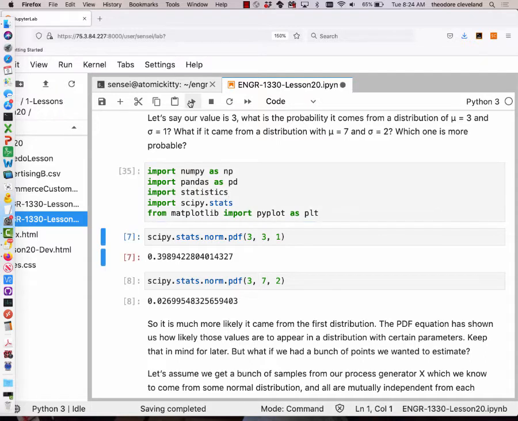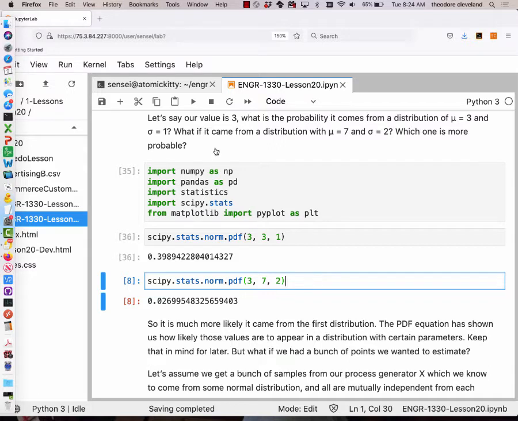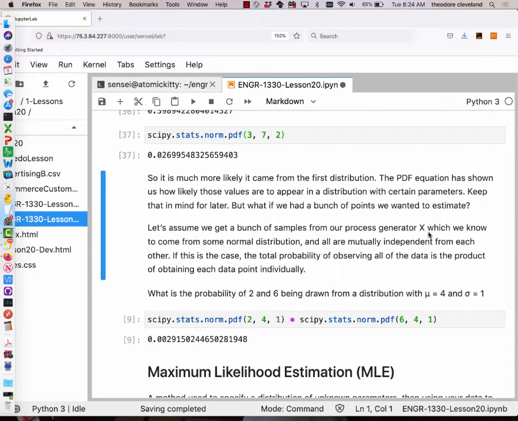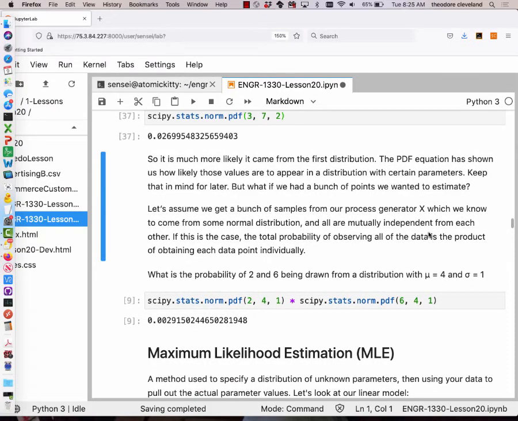So first we'll load all that in. If we get a 3 from our generating process, the approximate chance that it came from the distribution with a mean of 3 and a variance of 1 is roughly 0.4. But that same number coming from a distribution with mean 7, variance 2 is 0.02, quite a bit smaller. And that's all that equation is conveying to us. So if we were to make a judgment call, we'd say it's quite a bit more likely from the first distribution. The PDF equation shows us how likely the values are to appear in a distribution.